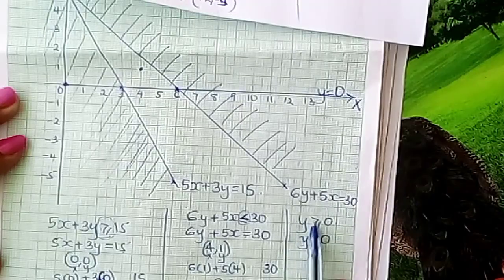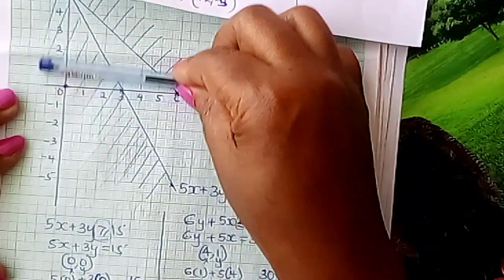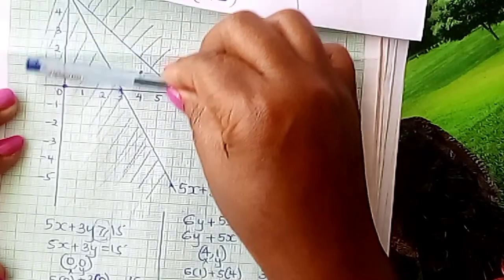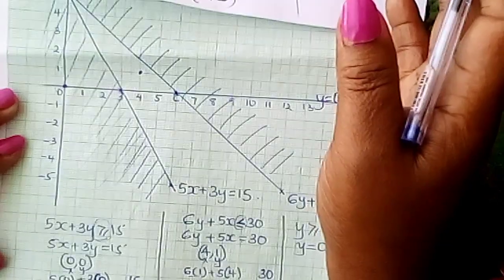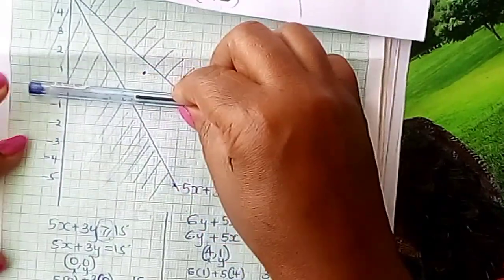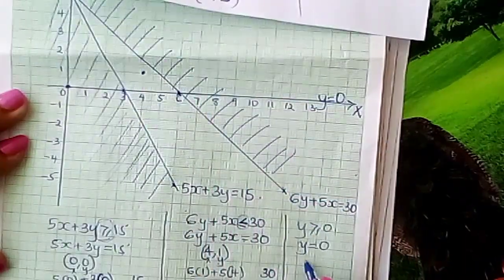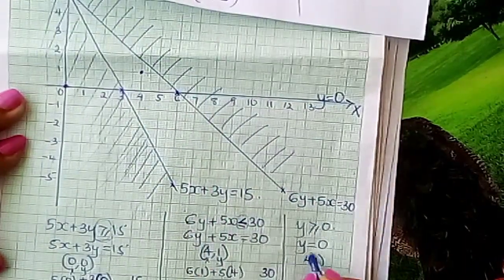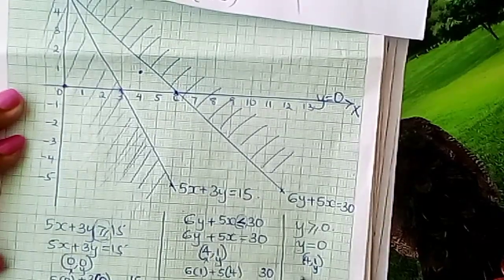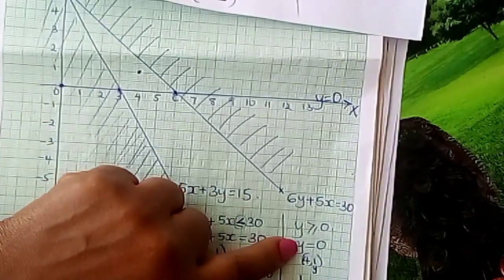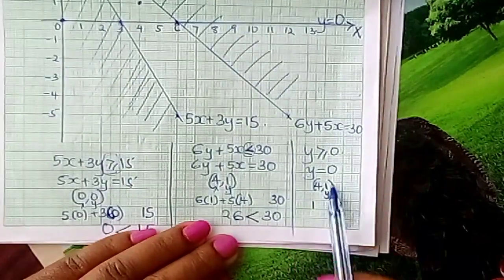Where do we want? We want the side y is greater than or equal to 0. So we want this side, the upper side. Or you can still pick a point. Pick a point like 4, 1, the same point. Here we just want the y. The y is 1. You substitute here 1 and 0 there.